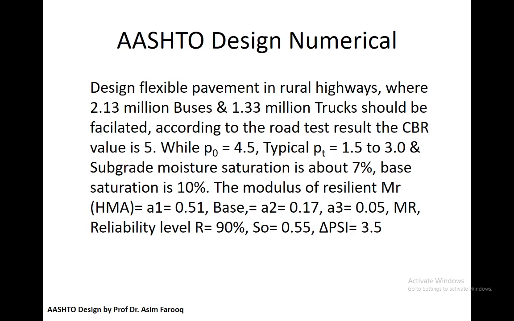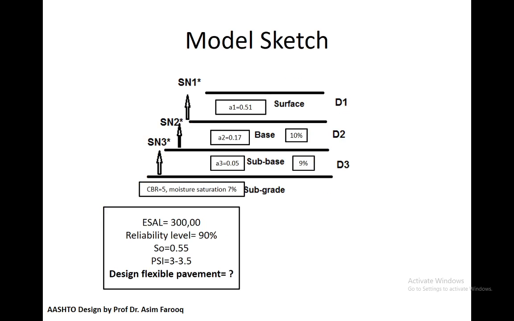Modulus of resilience for hot mix asphalt for the surface layer is 0.1, and then for the second layer is 0.17, and so on. The reliability index is 90%. As you can see here, we have the ESAL value, the reliability level of 90%, the S naught value of 0.55, and the delta PSI, which is 3.5. So we have a surface condition, and then base, and then sub base. The moisture saturation at the subgrade level is 7%, at the sub base is 9%, while at the base saturation is 10%. The value of CBR is 5%.